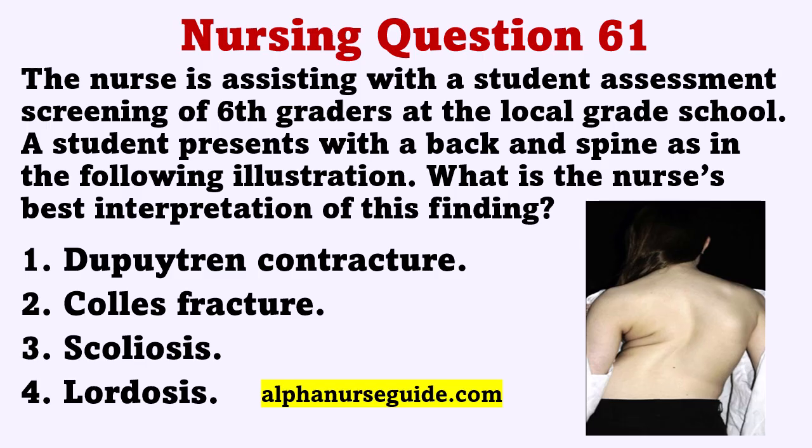Dupuytren contracture is a hand deformity with slow progressive thickening of the palmar fascia, leading to flexion contracture of the 4th and 5th fingers. Cole's fracture occurs in the distal radius. Lordosis is a loss of lumbar curvature, sometimes called flat back, which may also be present with scoliosis.